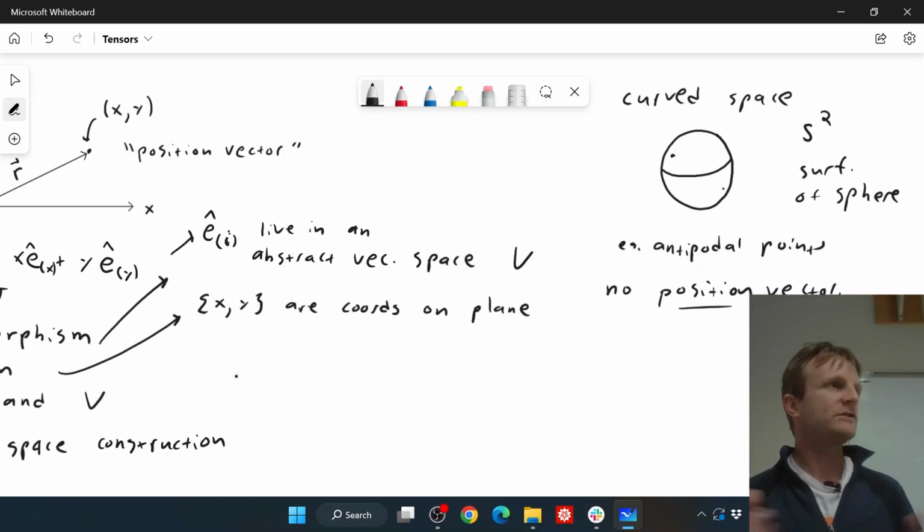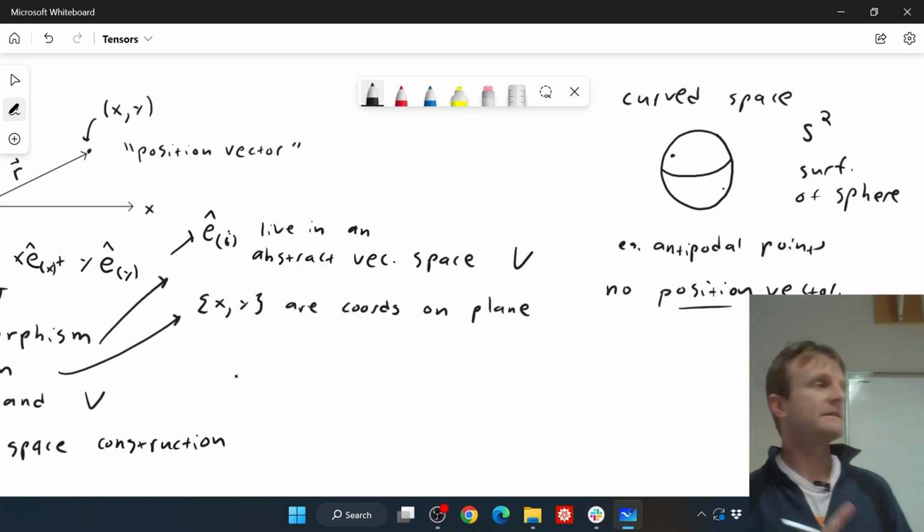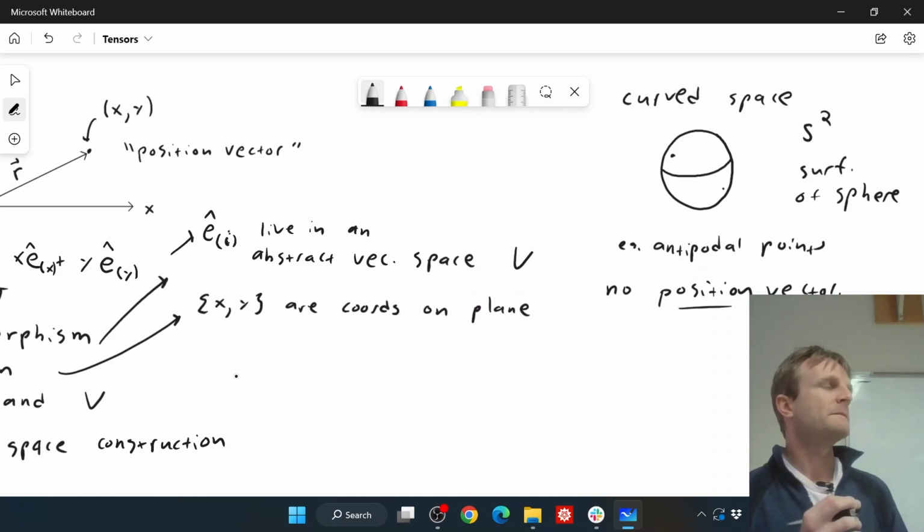Everybody happy? Objections? Yes, please. Why can't I go through the center of the sphere? Or, if your reference point is the center of the sphere, why can't you draw a position vector? The center of the sphere is not in the space. We're on the surface of the sphere. It's a two-dimensional space. We're confined to the surface of the Earth, and we're interested in introducing some position vector. Okay, but you can't pick one pole as a reference?